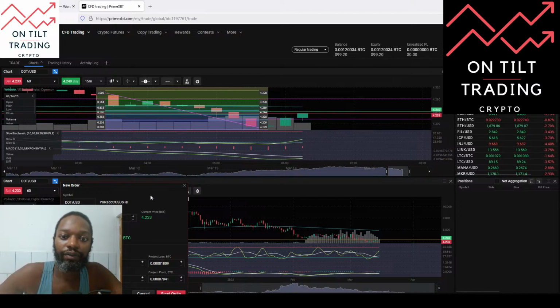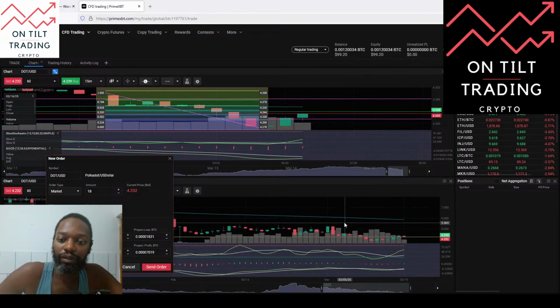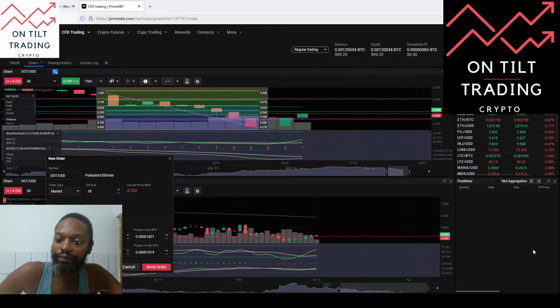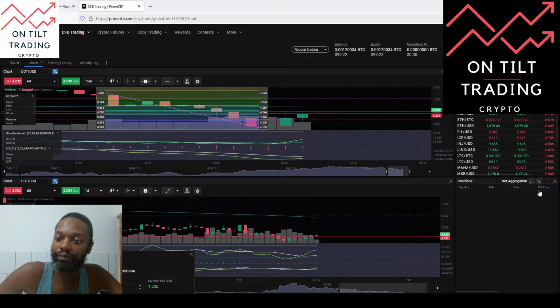Watching Polkadot, waiting for a potential entry here on the 15-minute. So we have the 15-minute here. Down here, this is the daily chart. Slide this down. Here we have the daily chart.